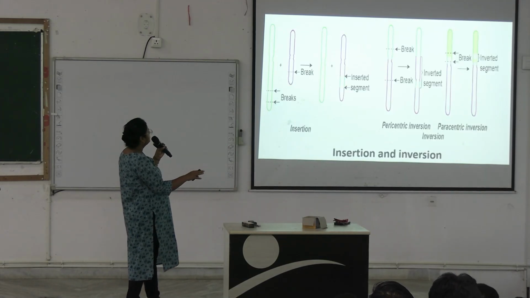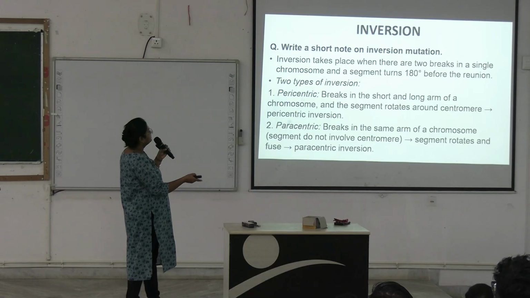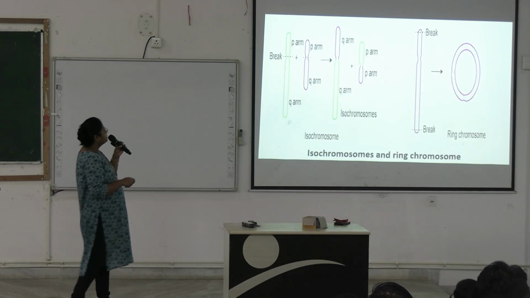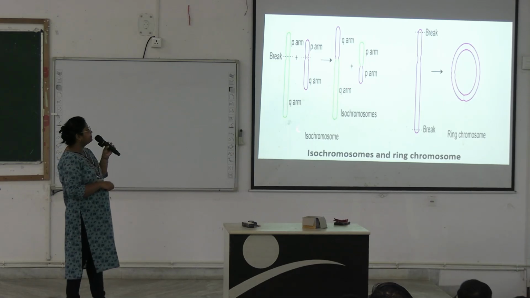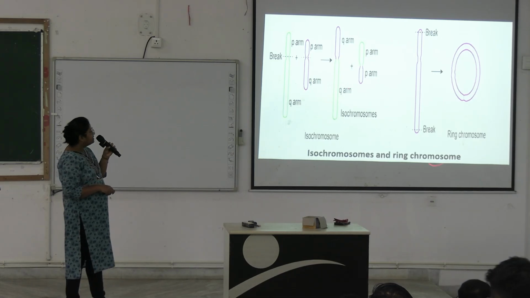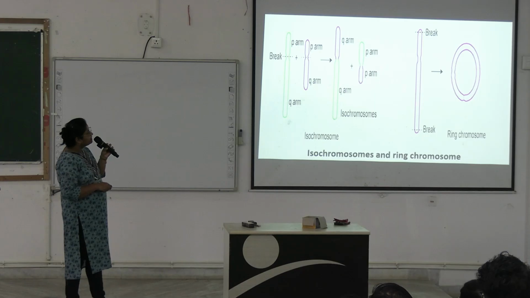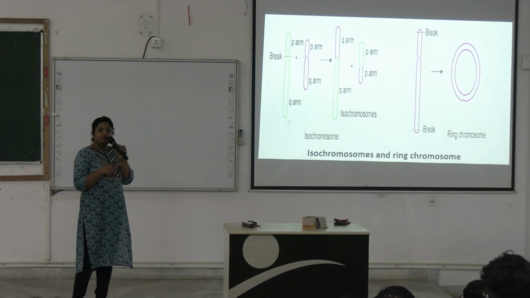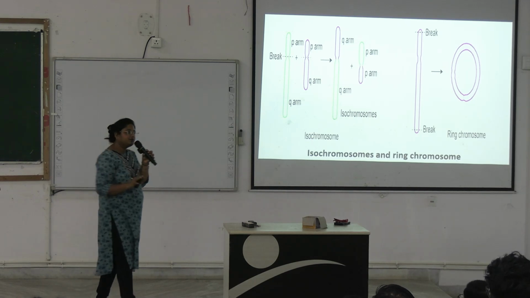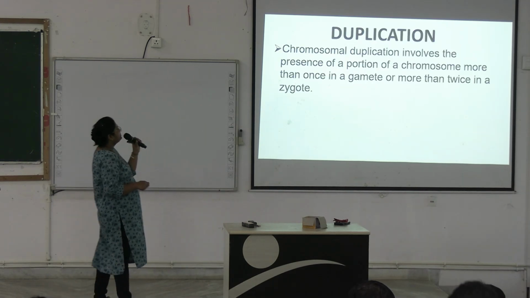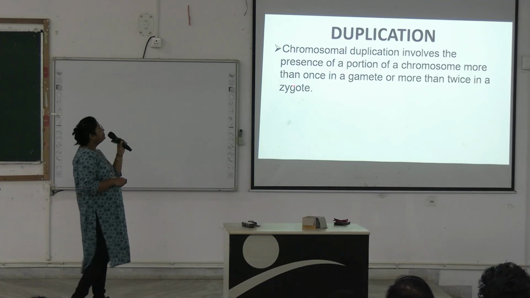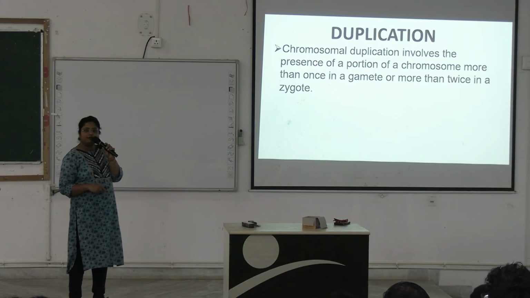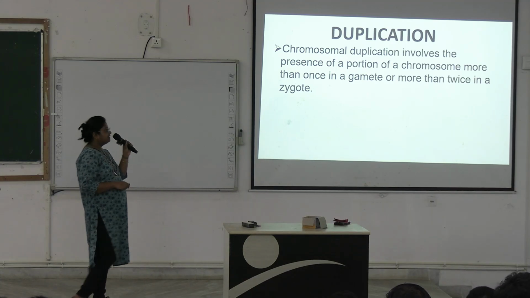Okay, this is isochromosome formation, where both the Q arms are joining or both the P arms are joining. And this is ring chromosome formation: breaks at two ends join together to form the ring. Both can occur in the X chromosomes. Chromosomal duplication involves the presence of a portion of chromosome more than once in a gamete or more than twice in a zygote. Okay, so that is known as duplication.